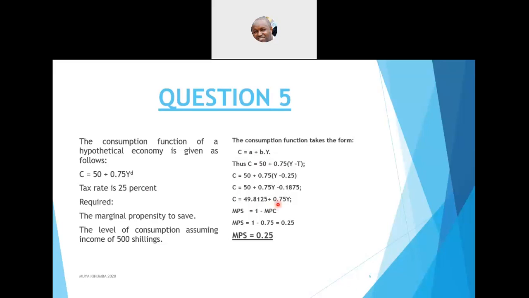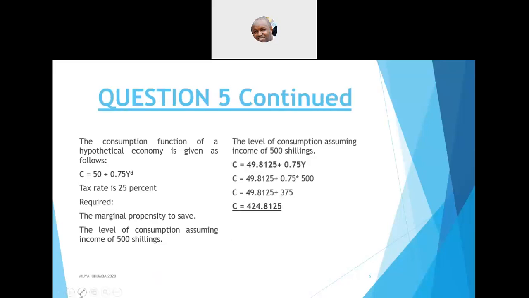The question asked about marginal propensity to save. Our marginal propensity to consume is 0.75, and therefore our marginal propensity to save is 1 minus MPC, which will give us a value of 0.25.